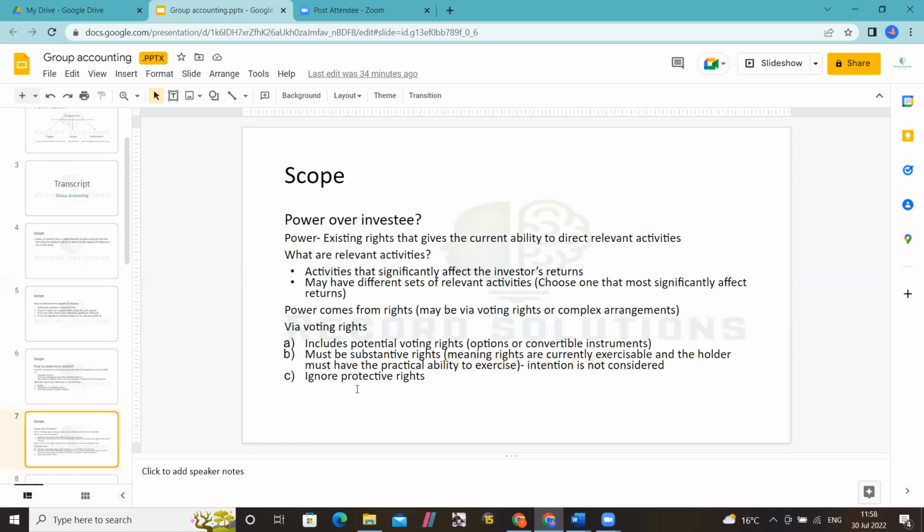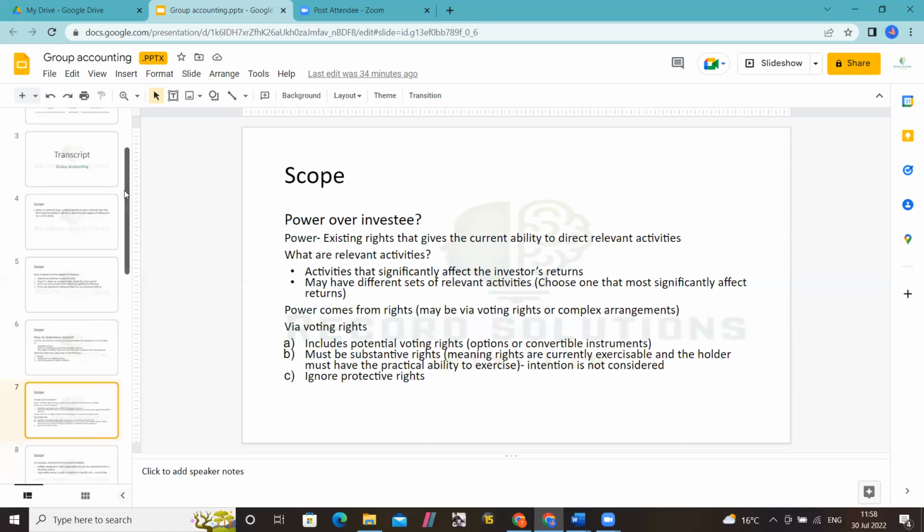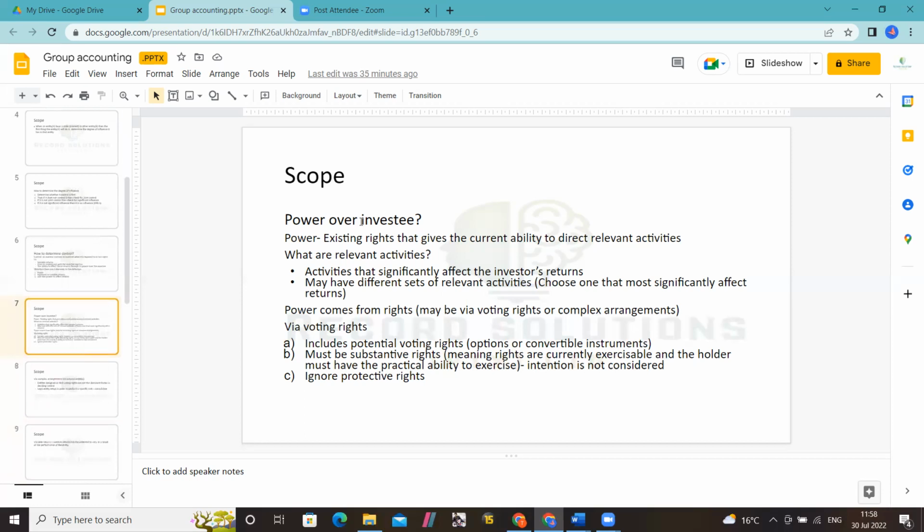And then protective rights must be ignored, right? So protective rights must be ignored. You will see it will be rights that actually protect the investee, right? I'll give you examples of this later. So that's basically how you determine power via voting rights.